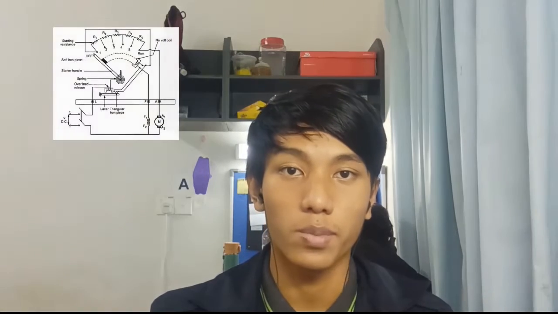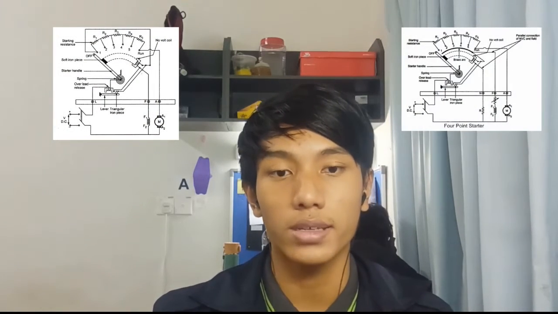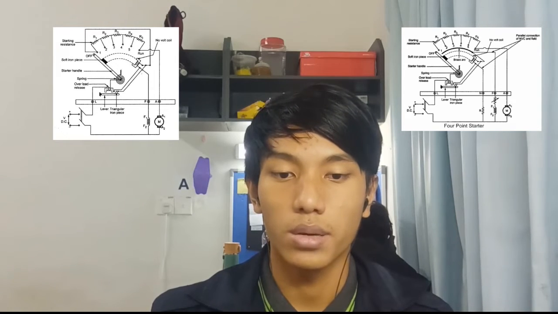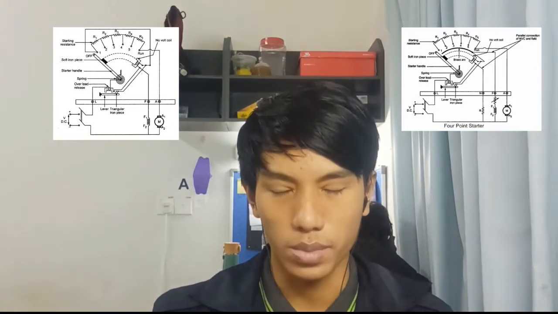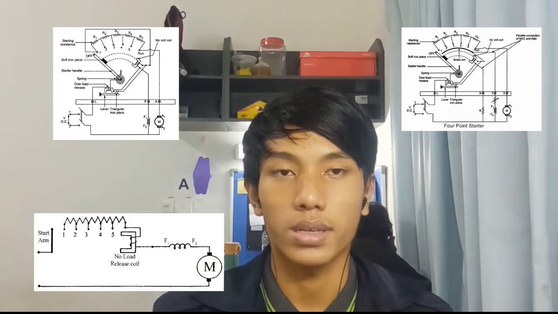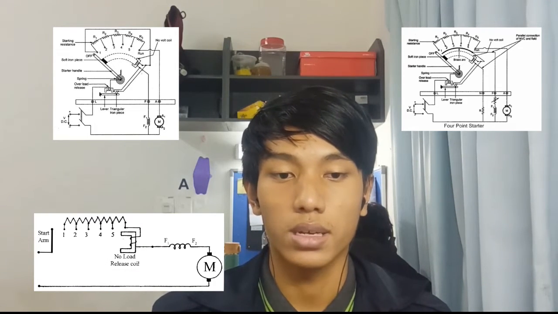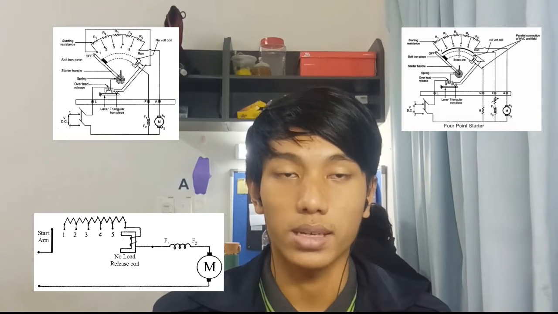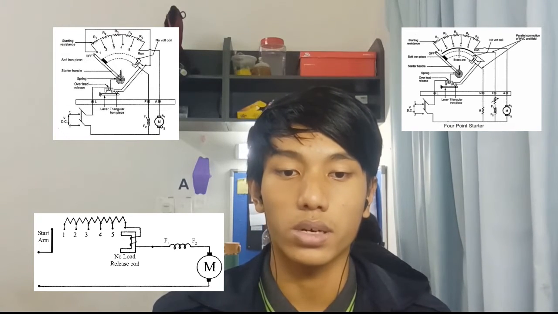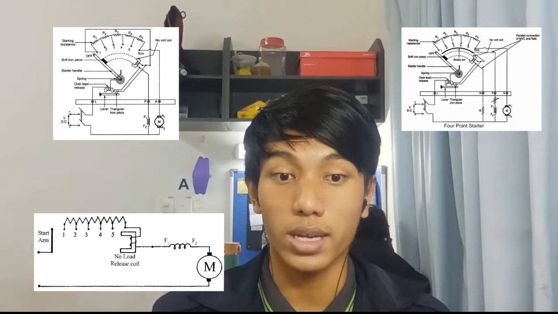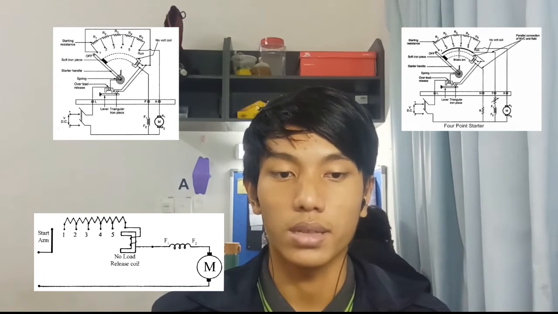Now, commonly there are three types of DC motor starter: the 3-point starter and the 4-point starter, both for shunt motors, and then the series motor starter. The 3-point starter has a variable resistance to restrict starting current. The reason it is named this is because there are three terminals connected: the armature, the field, and the line terminal.